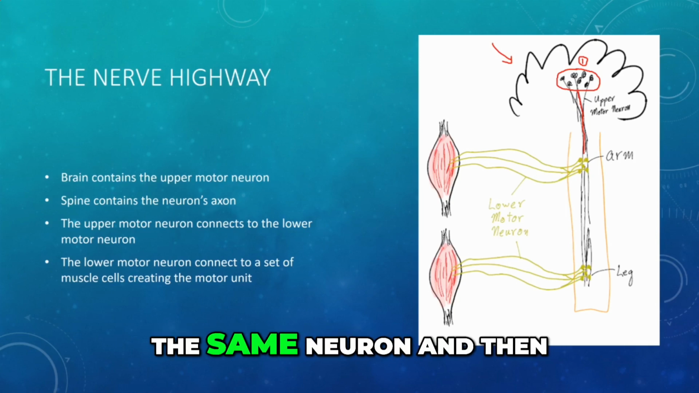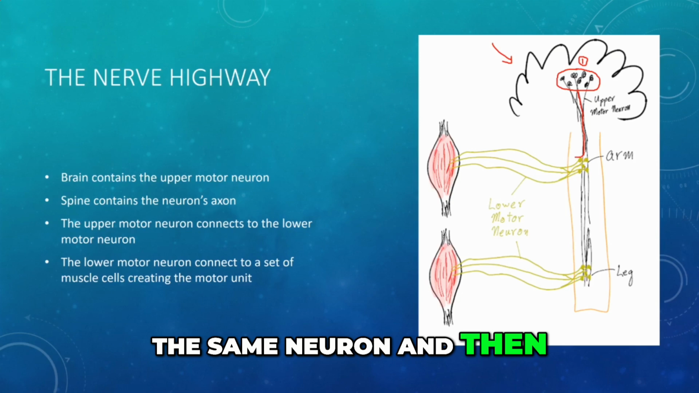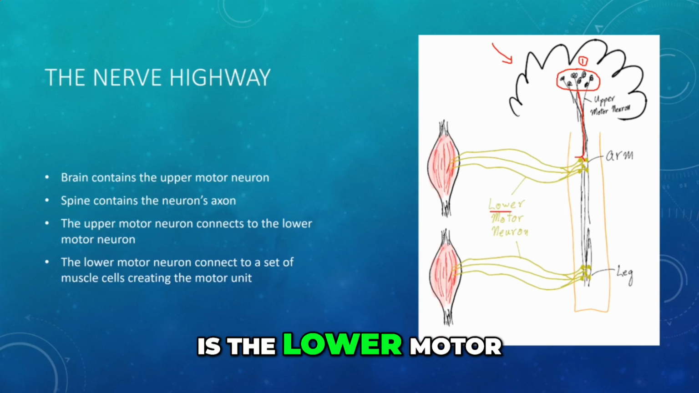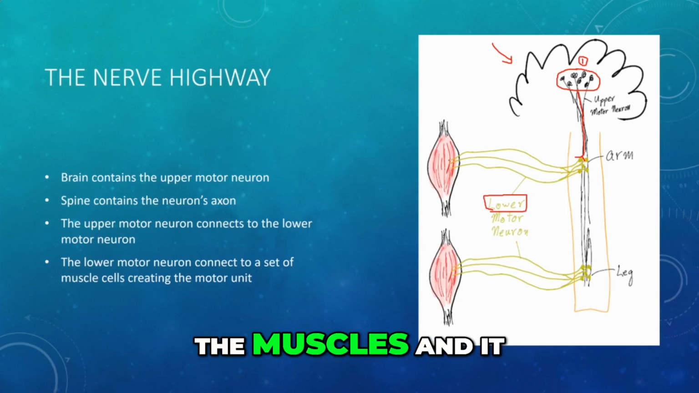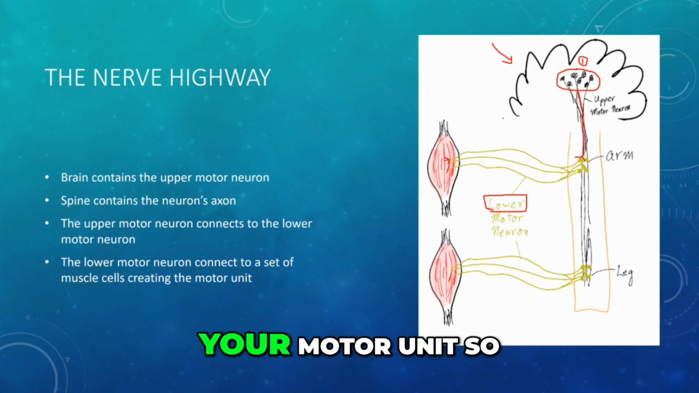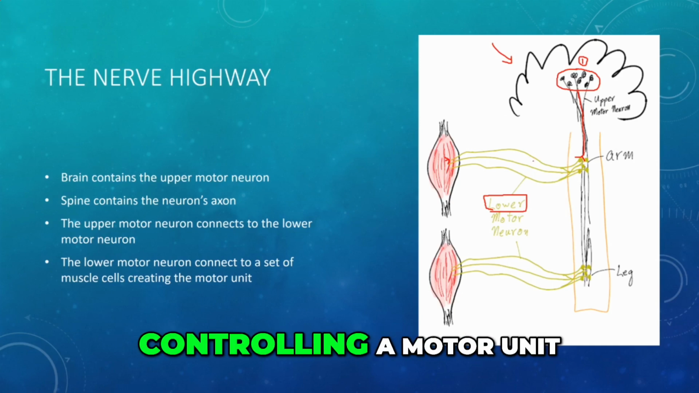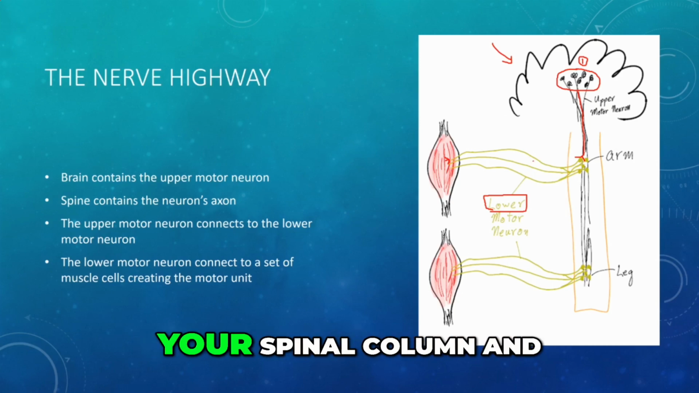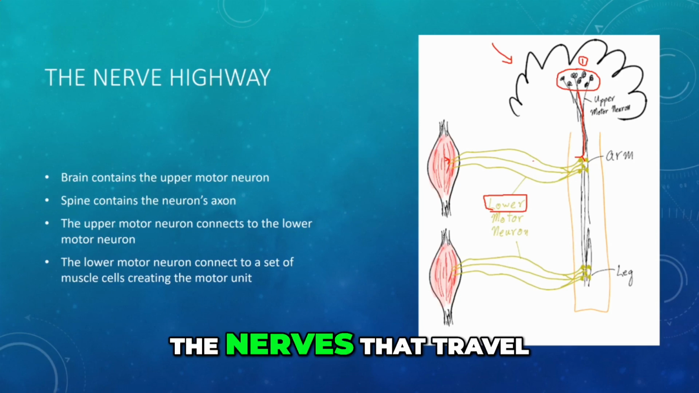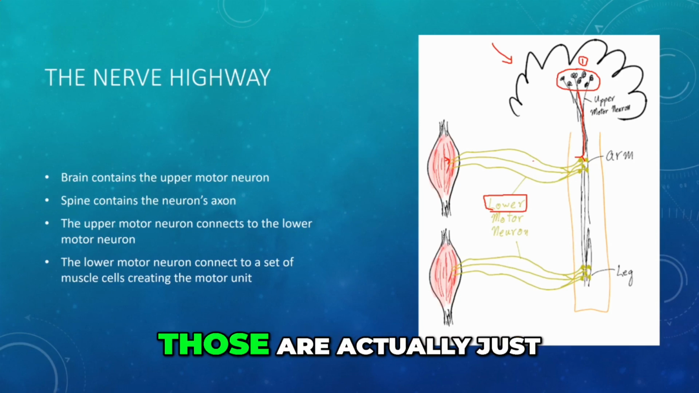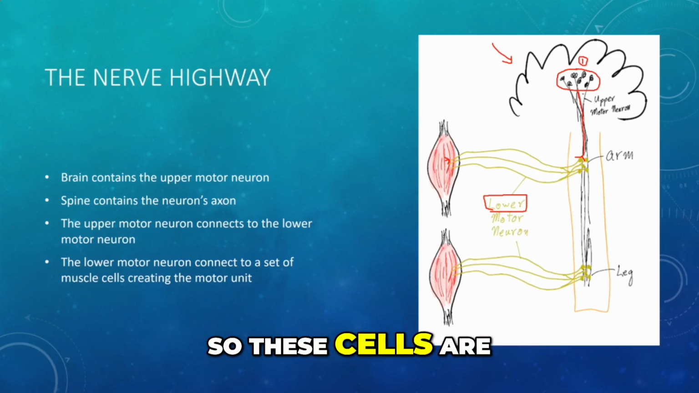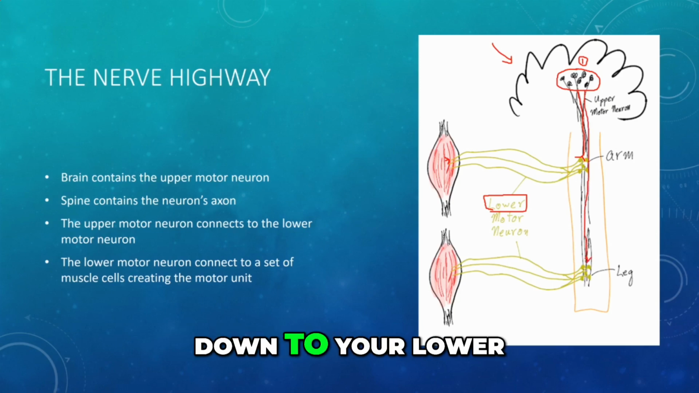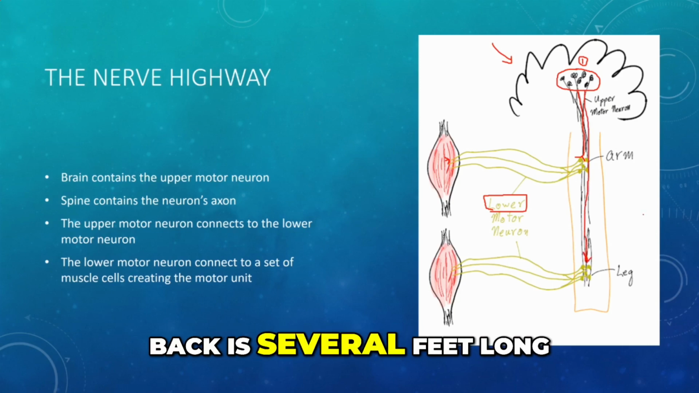So this is all the same neuron, and then it connects with neurons down here, and this is the lower motor neuron, and actually this travels from the spine all the way to the muscles, and it connects to a group of muscles, and that's your motor unit. So the nerve that is controlling a motor unit is actually sitting in your spinal column, and the nerves that travel throughout your body, those are actually just long arms and long extensions of those nerves. So these cells are pretty big, right? You can imagine one of them going from the top of your brain all the way down to your lower back is several feet long, right?